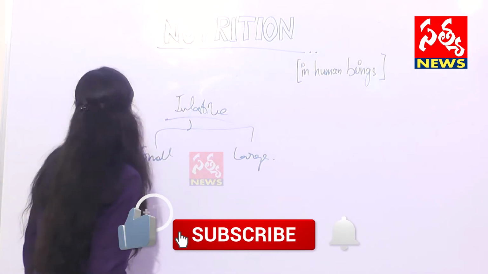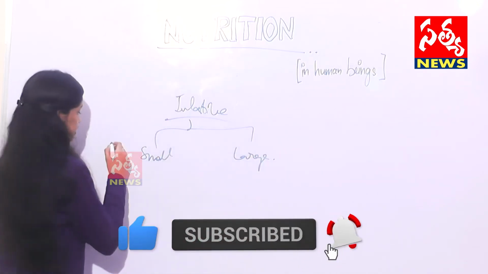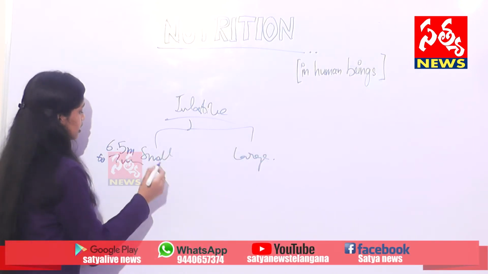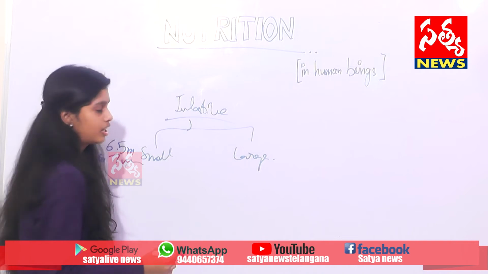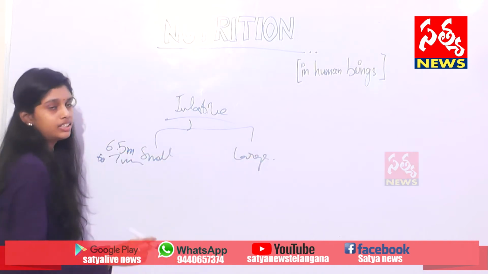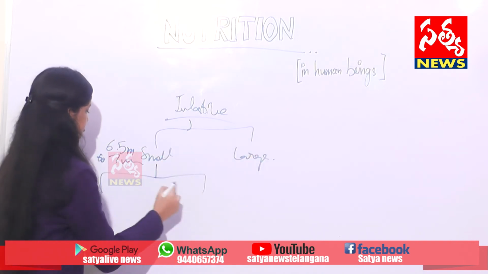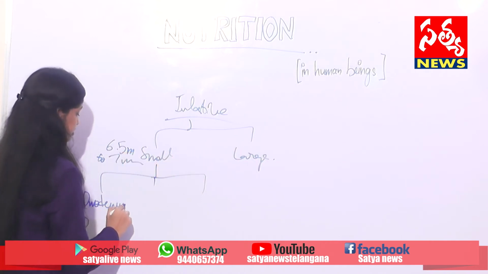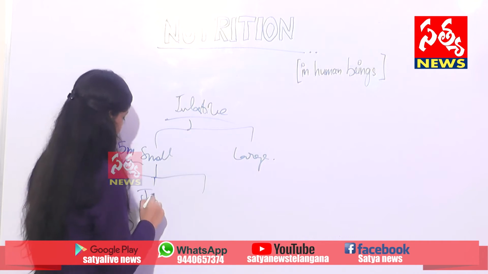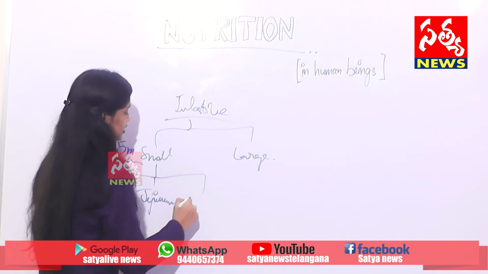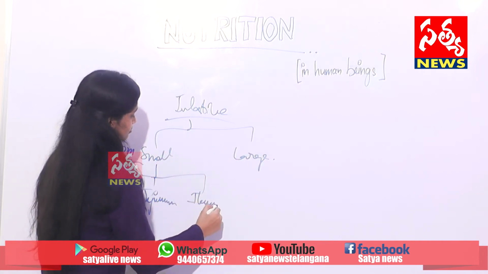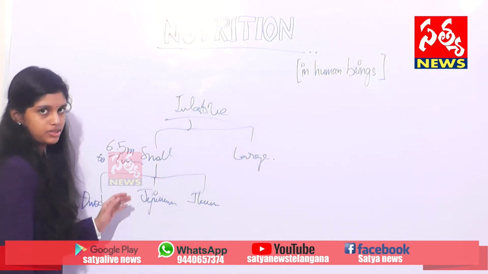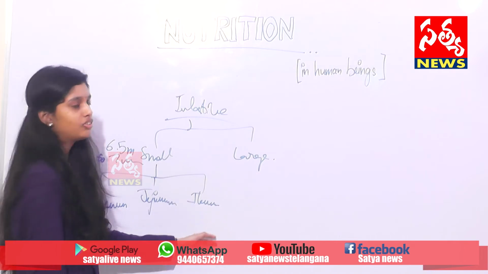Now, the small intestine. In human beings, the length of the small intestine is nearly 6.5 to 7 meters. It is coiled and set in our abdomen, and this small intestine is divided into 3 parts: duodenum, jejunum and ileum. The duodenum is the smallest part of the small intestine, and the ileum is the longest.